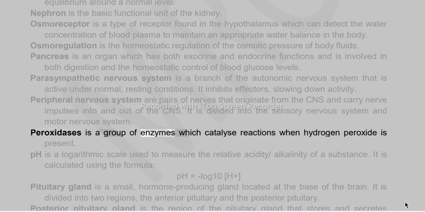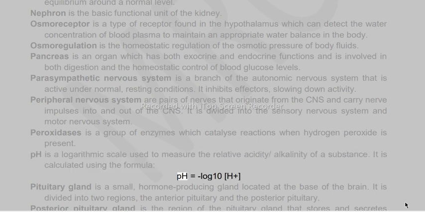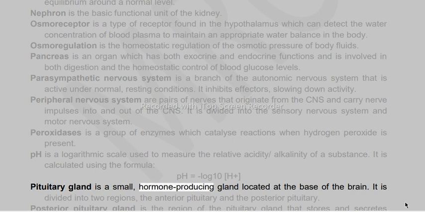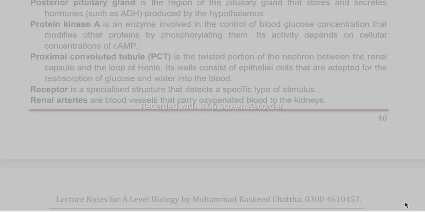Peroxidases is a group of enzymes which catalyze reactions when hydrogen peroxide is present. pH is a logarithmic scale used to measure the relative acidity-alkalinity of a substance. It is calculated using the formula pH equals -log10 [H+]. Pituitary gland is a small, hormone-producing gland located at the base of the brain. It is divided into two regions, the anterior pituitary and the posterior pituitary. Posterior pituitary gland is the region of the pituitary gland that stores and secretes hormones, such as ADH, produced by the hypothalamus.